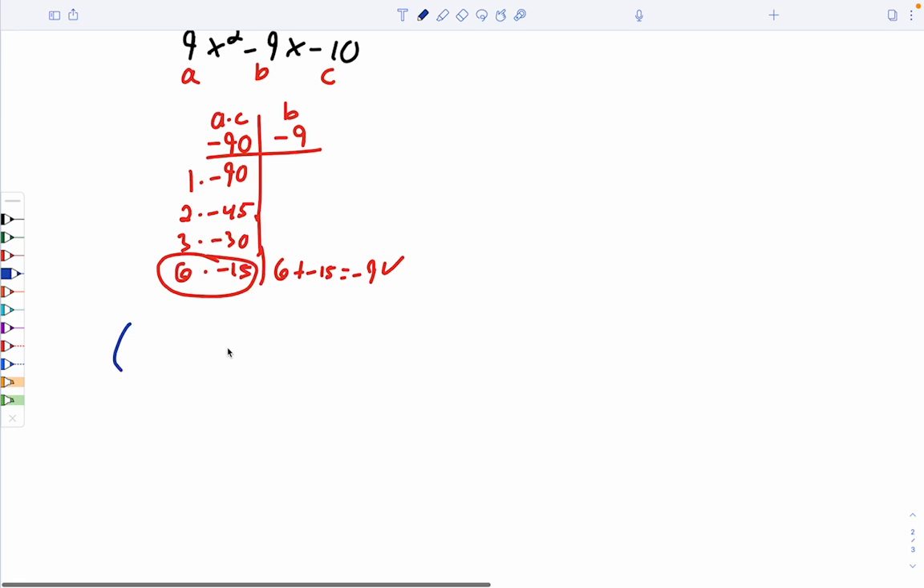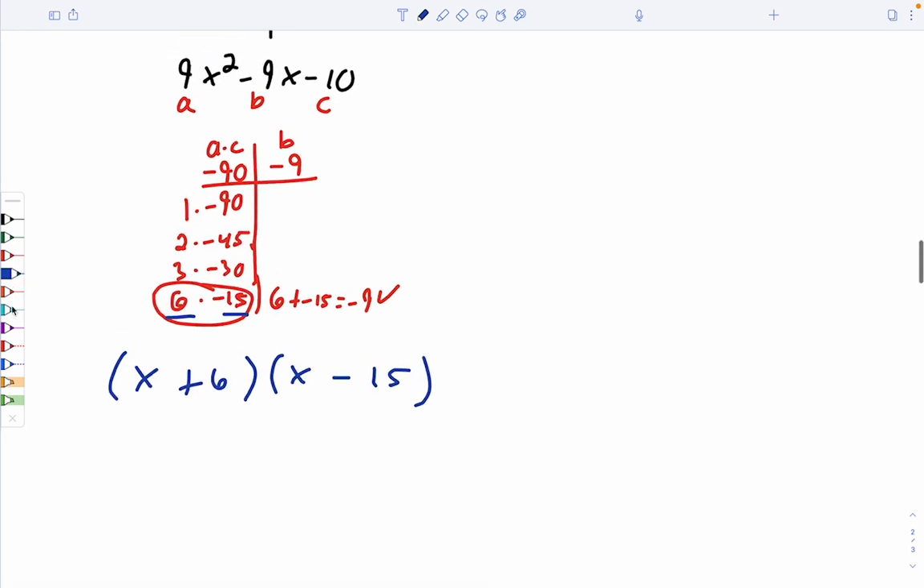All right, so now we're going to make 2 sets of parentheses. We're going to put an x in each. I'm going to fill it in with my number puzzle solution, so plus 6 and minus 15. Now, the step that is most commonly forgotten is, again, to do what? Divide by the A value. So make sure you're being very careful there. The A value is 9. So I do need to divide each of these by that A value of 9, which will change things in this case.